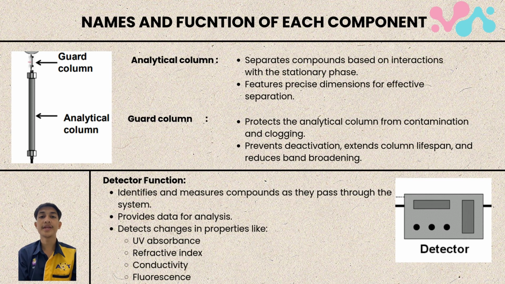Next is the column. It is separated into the analytical column and the guard column. The analytical column separates compounds based on their interaction with the stationary phase, with precise dimensions for effective separation. The guard column protects the analytical column by preventing contamination, clogging, and deactivation, extending its lifespan and reducing band broadening. The last one is the detector. Its function is to identify and measure the presence of compounds as they pass through the system, providing the data for analysis. Detectors can sense changes in properties like UV absorbance, refractive index, conductivity, or fluorescence, depending on the sample being analyzed.